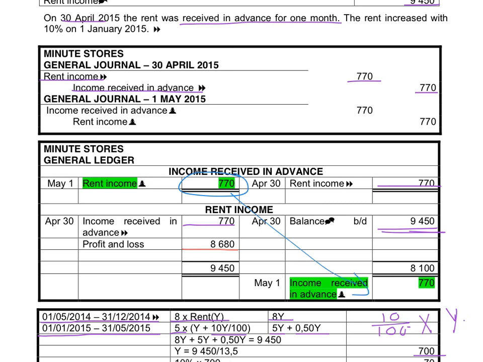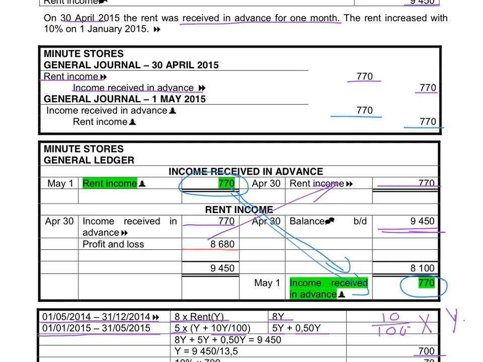So when we look at rent income in the second year, we see that there's 770 that was already received for year number 2. We will therefore in the general journal also show that income received in advance is debited and rent income is credited. We did a reverse entry in this case. We reduced our rent income and we created a liability. And then on the first day of the next year, we reversed that entry, debiting income received in advance and crediting the rent income with 770.